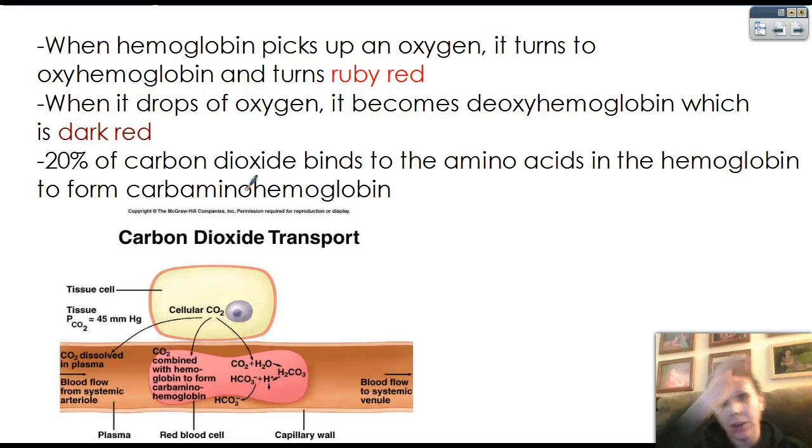20% of carbon dioxide binds to the amino acids in the hemoglobin molecule to form something called carbaminohemoglobin. That's kind of fun to say, carbaminohemoglobin. So here's a little picture kind of showing how this happens.